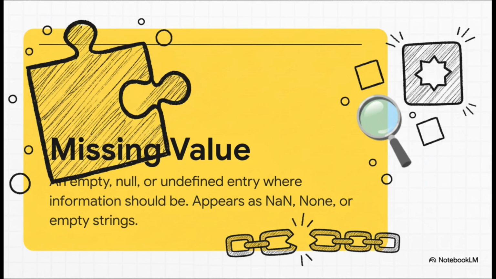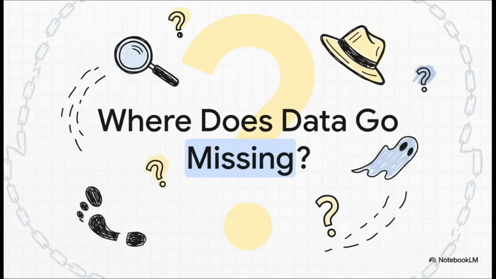If you've ever used tools like Python with pandas, you know exactly what I'm talking about. You'll see these things pop up as NaN, which stands for not a number, or None, or sometimes just an empty string. They all mean the same thing. Our information is missing. Okay, so for any good detective, the first questions are always motive and opportunity. So how and why does our data vanish in the first place? What are this phantom's favorite tricks?